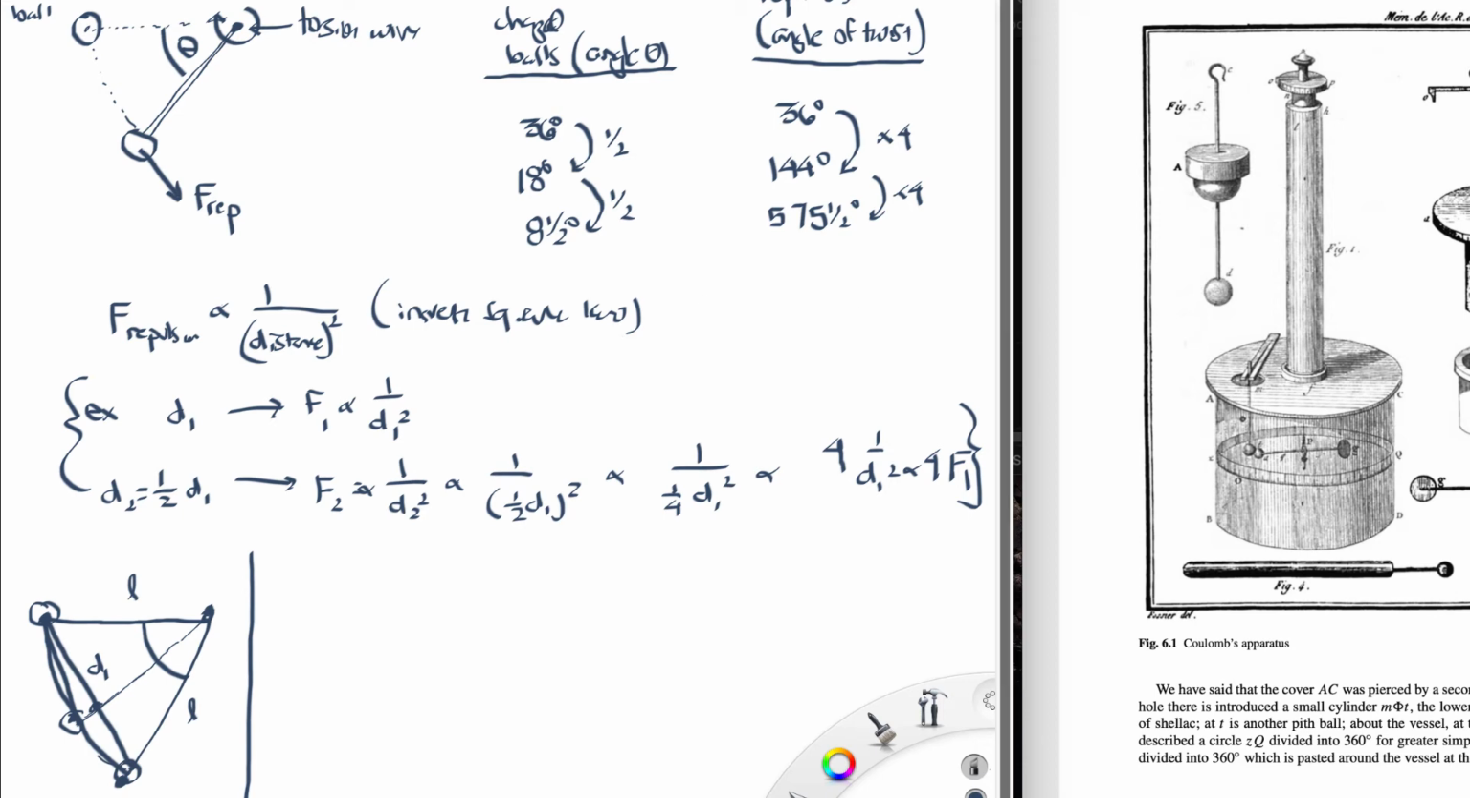Another point that I'd like to make is the force of repulsion is being measured in angle of twist. Now, you might complain about this because strictly speaking, an angle isn't a force, right? But the point he's trying to make is that the angle of twist provides a measure of the force. Okay, but if you wanted to convert this to pounds or newtons, you would have to calibrate this torsion wire.